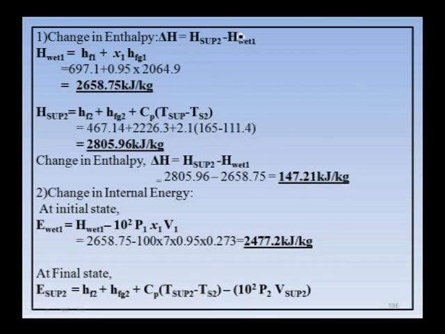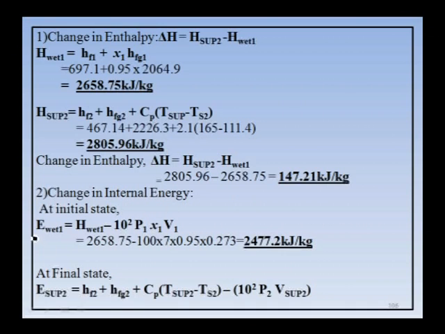So initially it is wet, finally it is superheated, therefore the enthalpy change is positive because this much heat is added to the steam, so it becomes superheated steam, right. Second thing, we want change in internal energy. Change in internal energy is delta E, equal to final internal energy minus initial internal energy. So first we will find the initial internal energy.